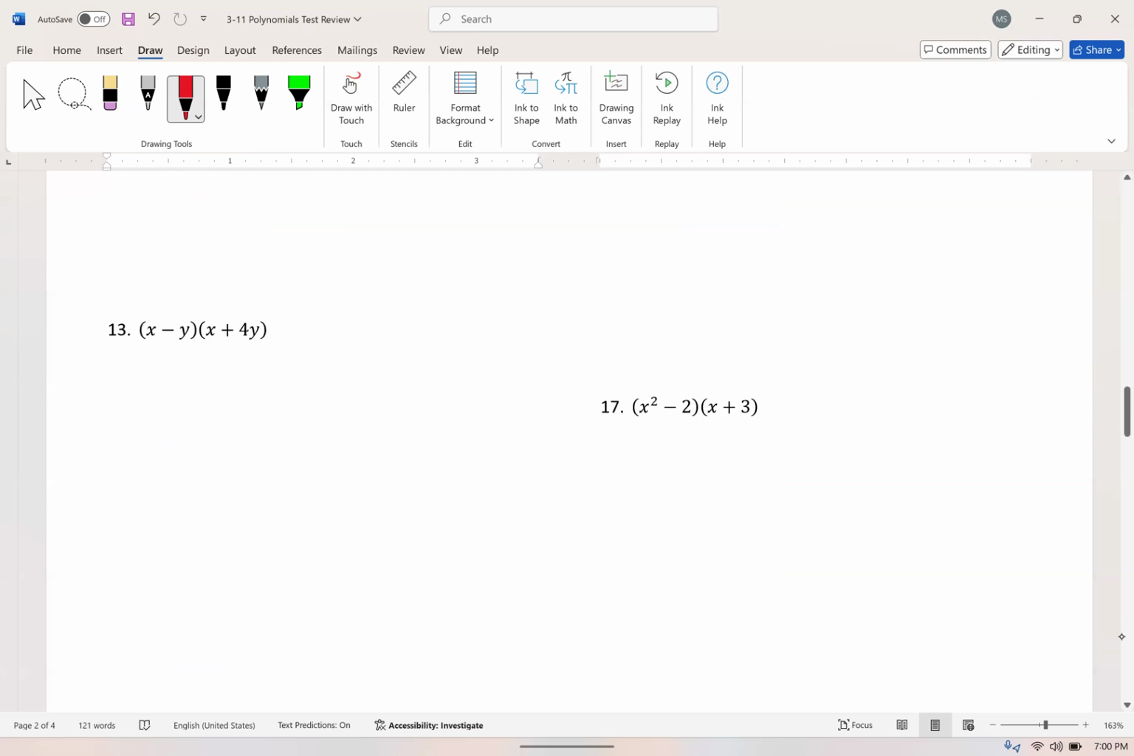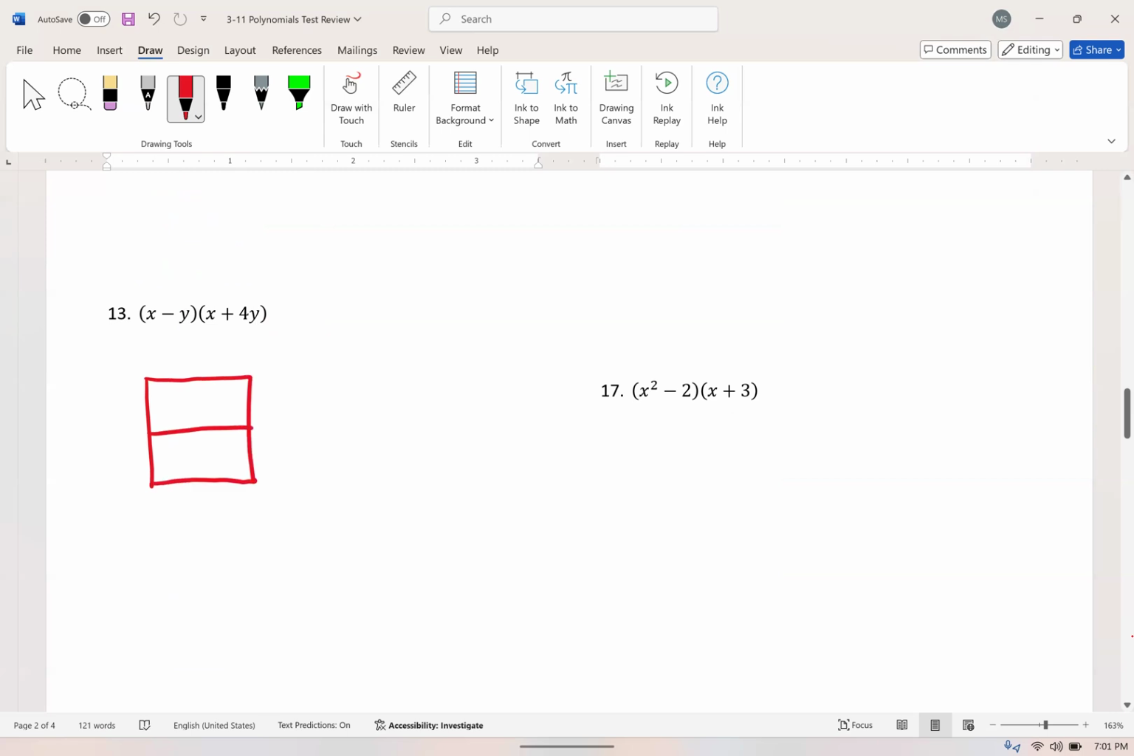All right, let's take a look at number 13. Okay, this one's a little more complicated because you have two variables. So x minus y and x plus 4y. So x times x is x squared. X times 4y is 4xy. Negative y times x is negative xy. And negative y times 4y is negative 4y squared.